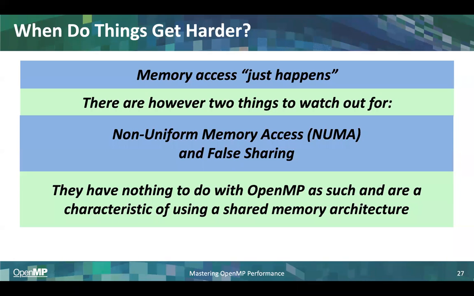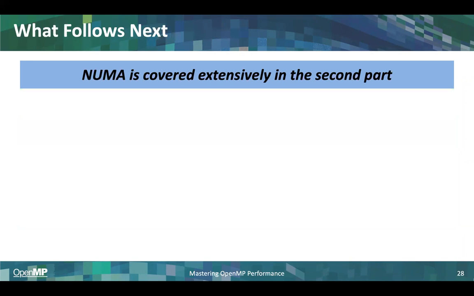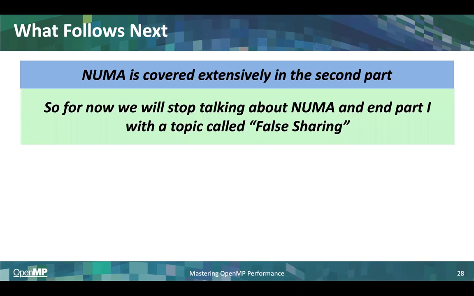But again, this has nothing to do with OpenMP. It's because we're using a shared memory architecture. Okay, so both may have a pretty big impact on performance. Now, the second part of this talk, which is imminent in a few minutes, I'm going to talk about NUMA almost exclusively, so I'll skip that for now.